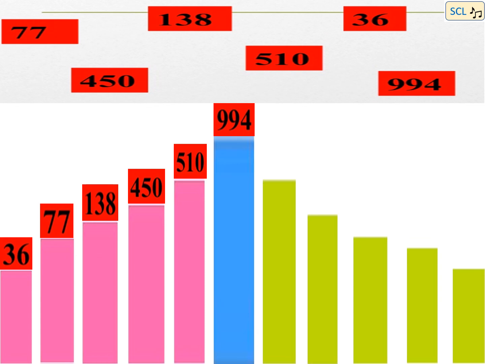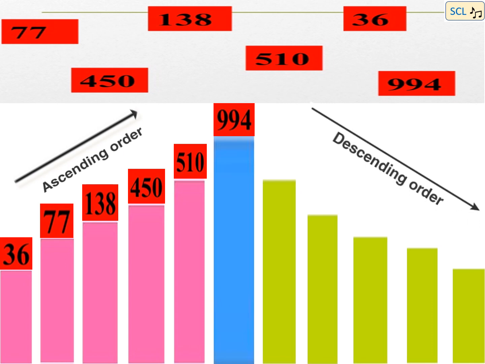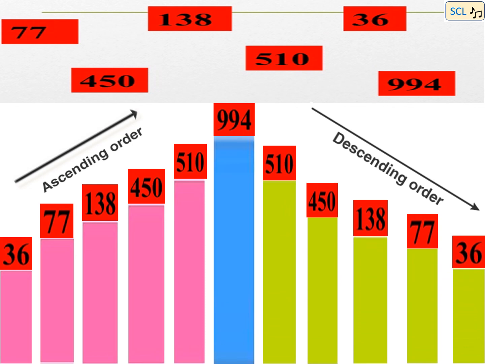This type of ordering of numbers is called ascending order, where we go from the smallest number to the largest number. Similarly, if we write these numbers in descending order, then how will we write? We will start from 994, then 510, then 450, 138, 77 and then 36 will be the last number.